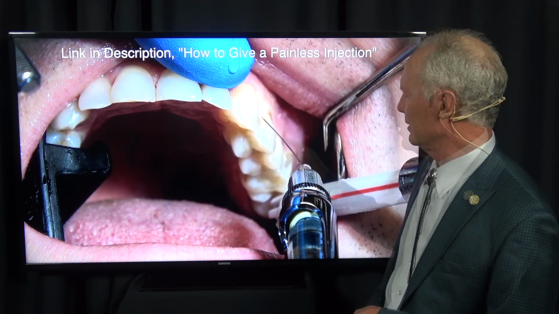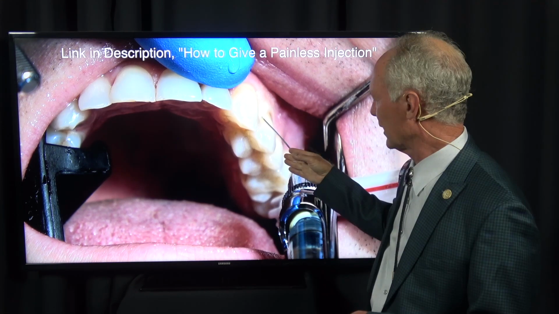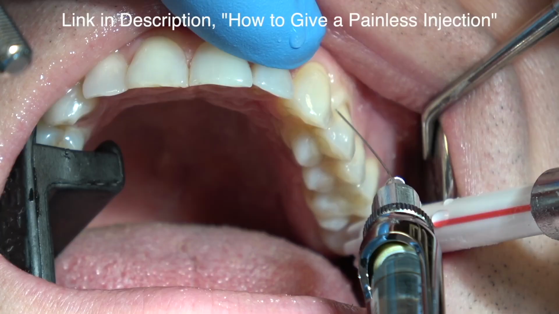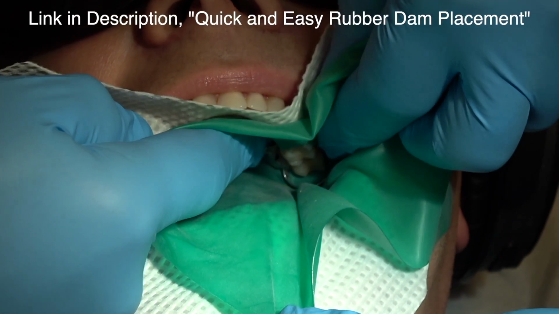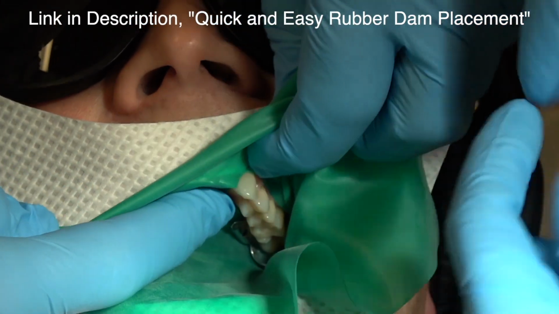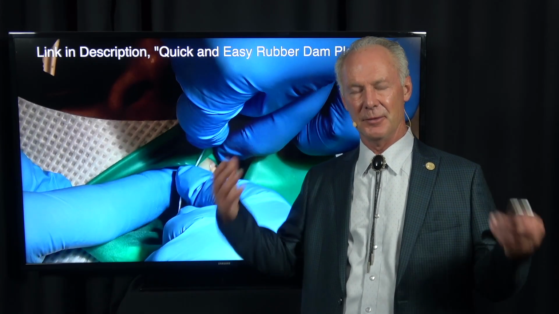Watch that video. It's not only infiltration on the maxilla, but it's also intraligamental, and you may even want to block the superior alveolar nerve. I'm placing a rubber dam. But get it dead numb, because after patients have had pain with a tooth, the last thing they want is pain from you drilling on the tooth or doing anything to the tooth.